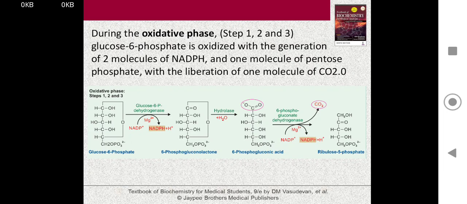Then it is hydrolyzed by the enzyme hydrolase to 6-phosphogluconic acid. Again it is oxidized with the help of 6-phosphogluconate dehydrogenase to produce ribulose 5-phosphate. Here a 5 carbon unit sugar is generated, that is ribulose 5-phosphate. Here also NADPH is generated and a carbon dioxide molecule is removed. So here glucose is a 6 carbon unit. Here ribulose is a 5 carbon unit.